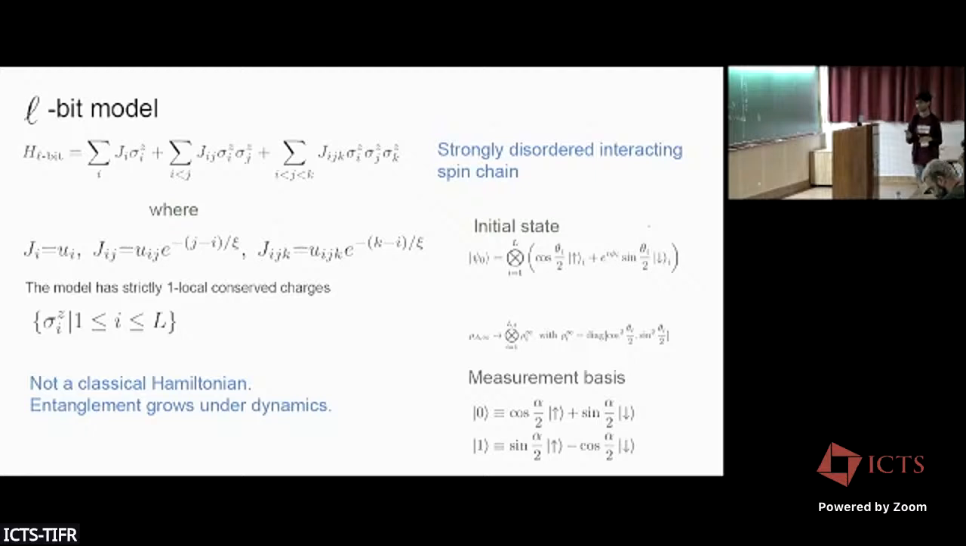So just to recap, we are taking an initial state, which is a random direct product state, evolving it with the L-bit model, which has strictly one local conserved charges. That means it actually conserves the occupancy of both 0 and 1 level. And finally, we construct a projector ensemble by doing a partial measurement on the B subpartition and collecting the pure states in A. This projective measurement is done in a generic measurement basis, not necessarily in the computational basis. And this measurement basis is labeled by alpha.